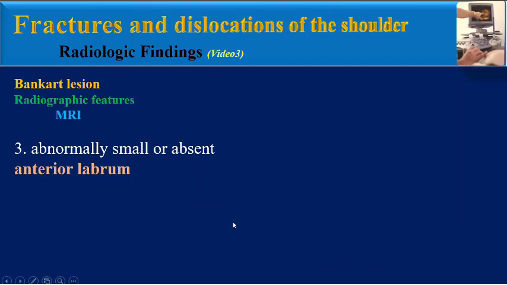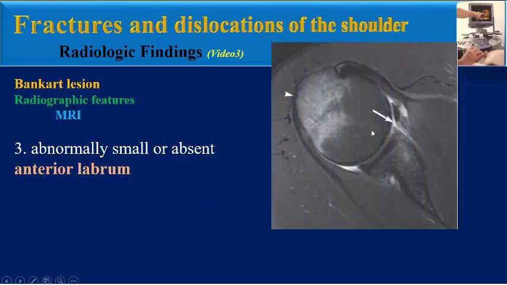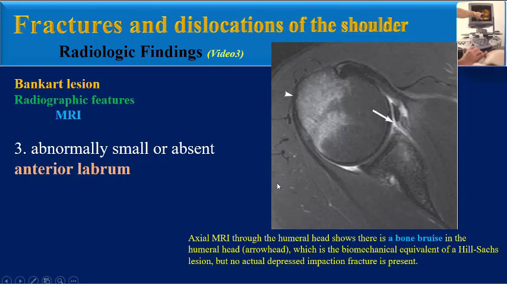Another MRI finding, abnormally small or absent anterior labrum. This axial MRI through the humeral head shows there is a bone bruise in the humeral head, which is the biomechanical equivalent of a Hill-Sachs lesion, but no actual depressed fracture is present. Also, an anterior labral tear extends superiorly from the fracture.